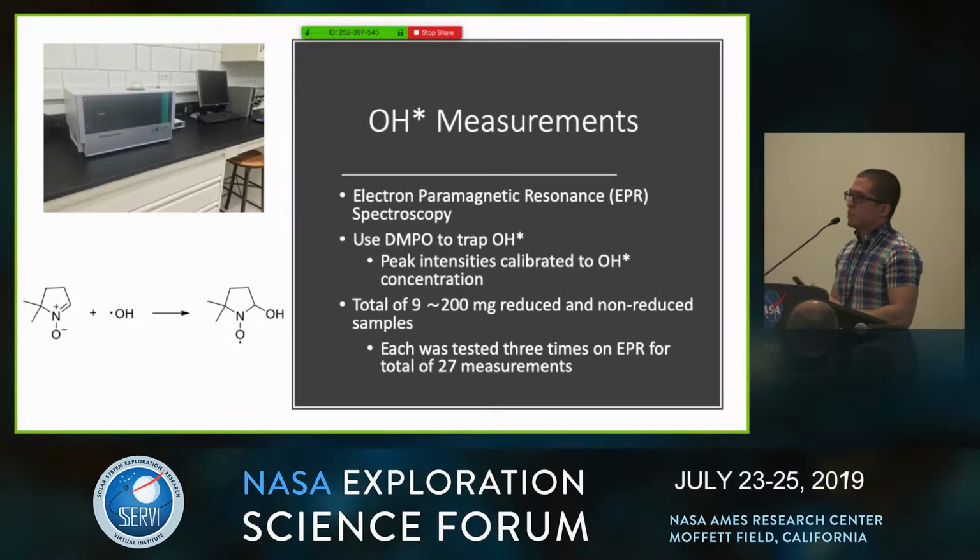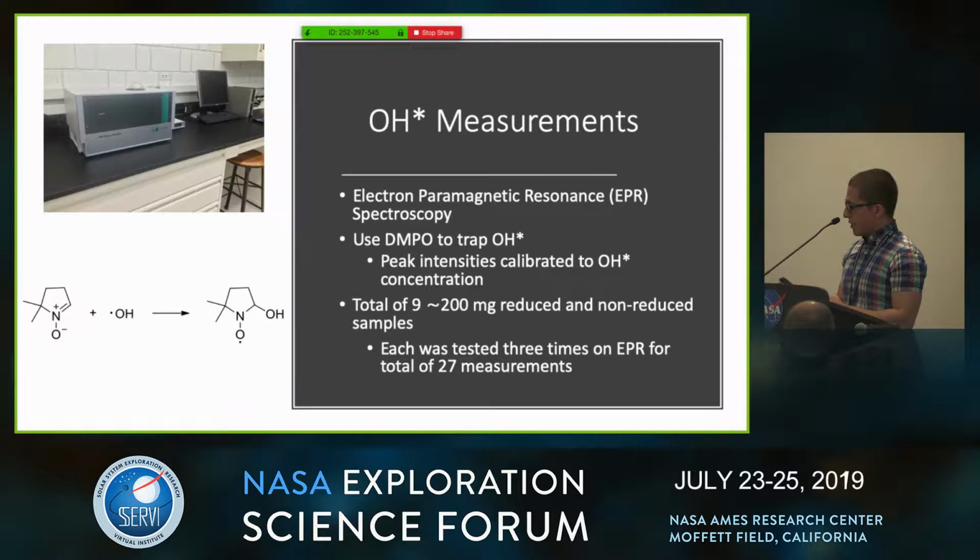And so after that, what we do is we measure the OH radical generation, or the reactivity, of our reduced samples, and our non-reduced as well. The reason we look at OH radicals is because it's known to be hazardous to biological species, and so it's important to measure the OH radical generation of our samples.